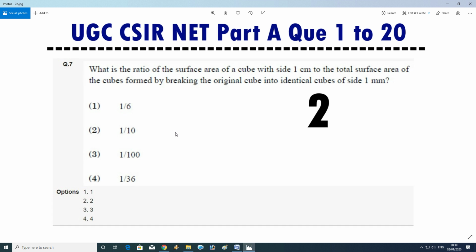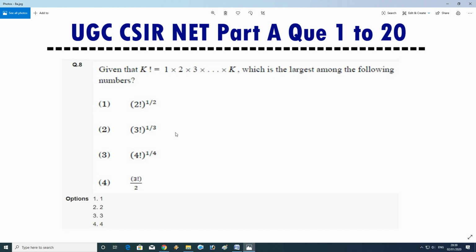Question number 8: given that k is equal to 1 into 2 into 3 into dash dash into k, which is the largest among the following numbers? So answer is D.